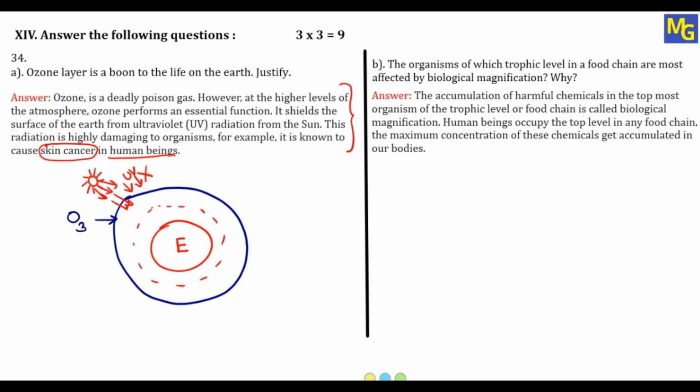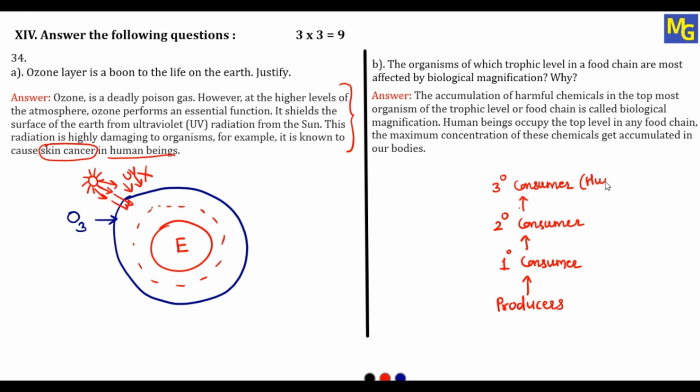So as we all know, in any trophic level, first there will be producers which will prepare the food, and then the next will be the primary consumer. Then the next level will be the secondary consumer, and then the highest level will be occupied by the tertiary consumer, and tertiary consumers will be mostly human beings, which is occupying the highest level in any trophic level or food chain.